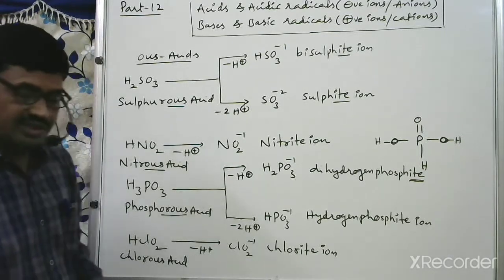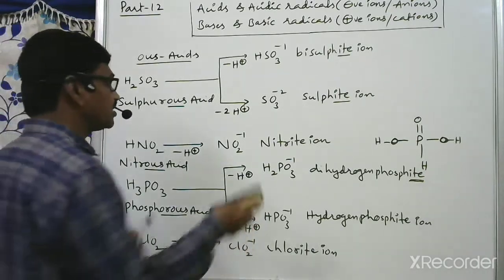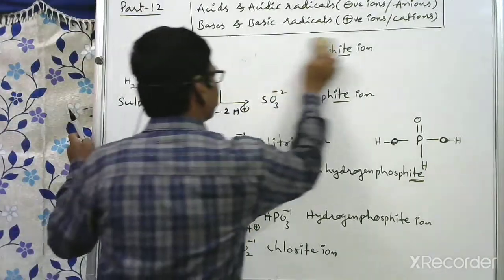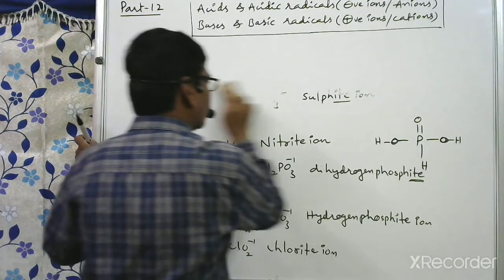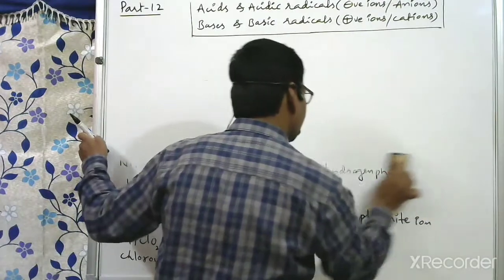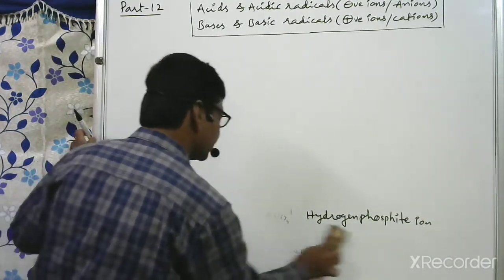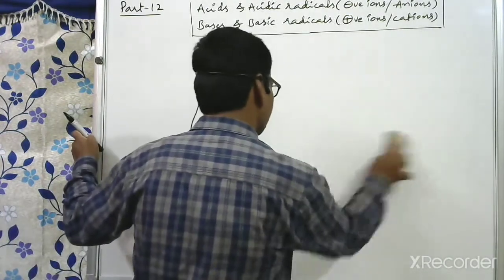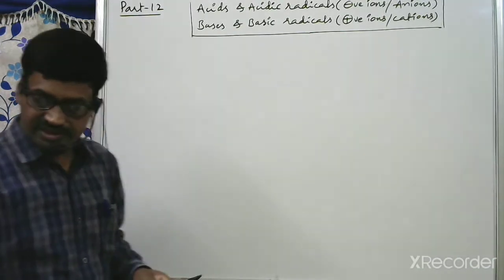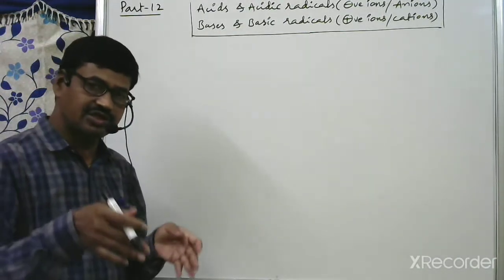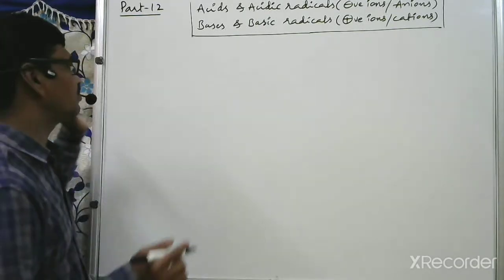And here we have one more thing, bases and basic radicals. I'll give some examples. Bases means what? The compounds which contain a hydroxy group and which produce OH minus ions. Simple definition I am giving. Further on we have some more definitions, different based on the situation and the particular concept. But for understanding the next concepts, this is the basic.